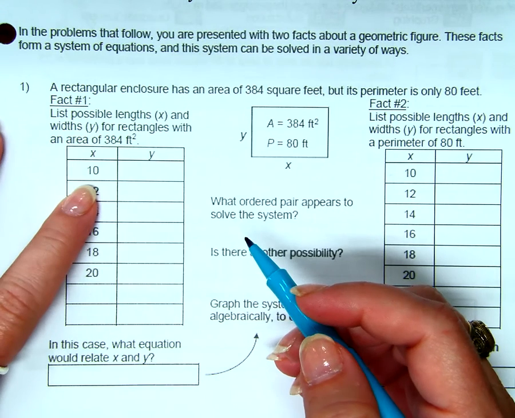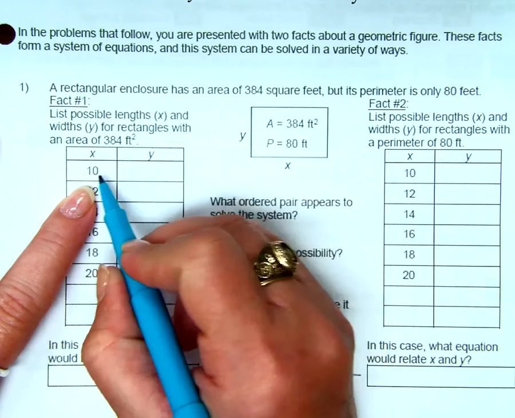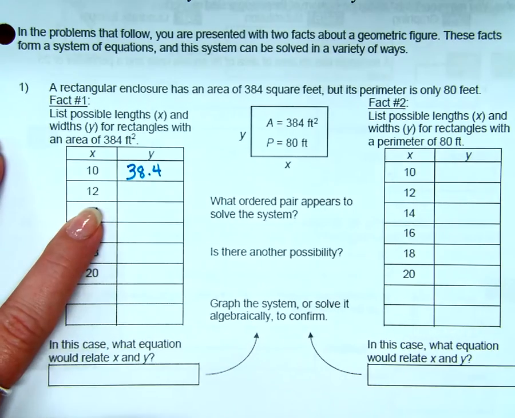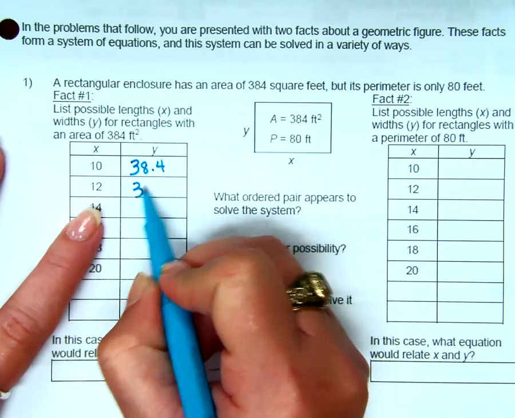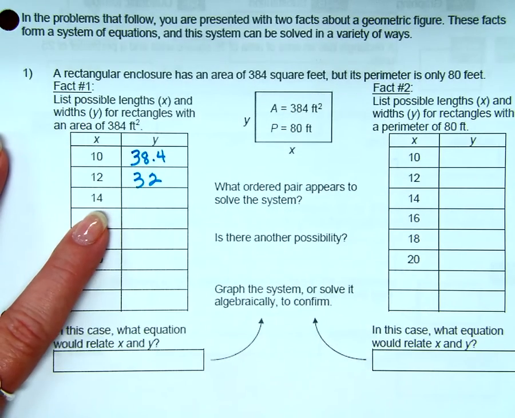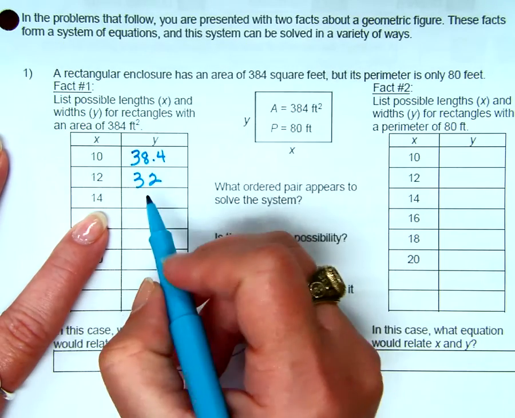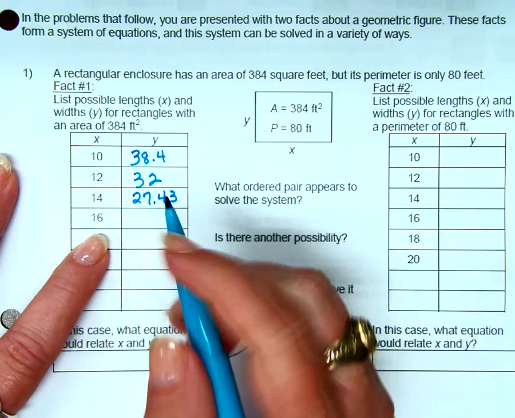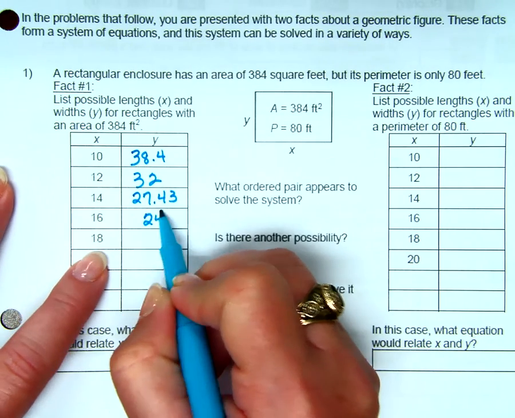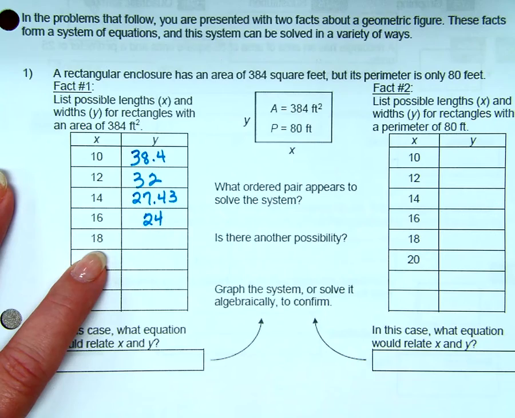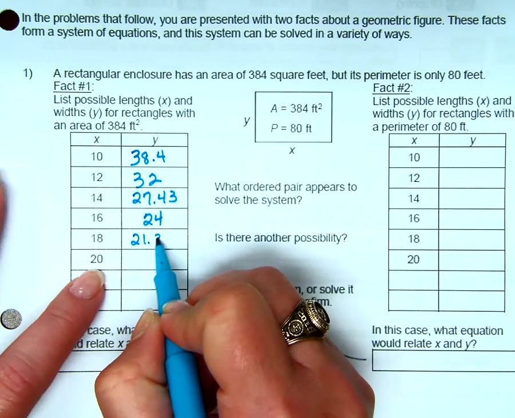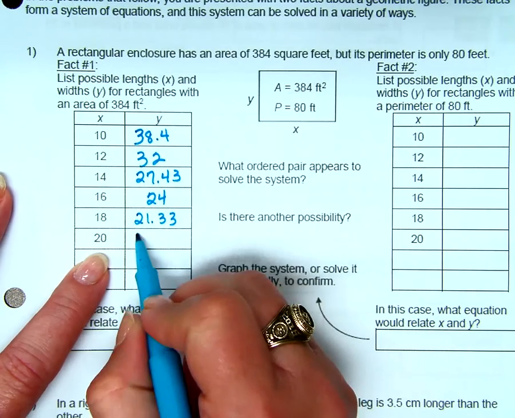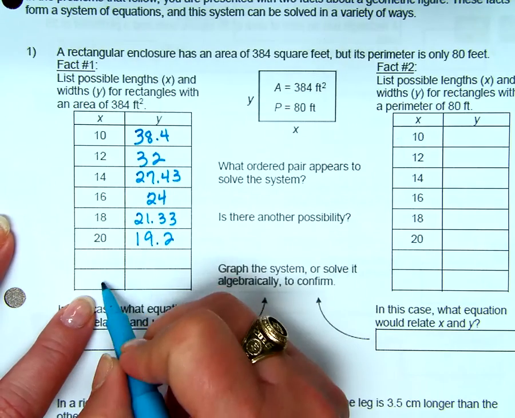All right. Somebody have 10? What's y if x is 10? 38.4. What's y if x is 12? 32. What's y if x is 14? 27.43. What's y if x is 16? 24. What's y if x is 18? 21.33. What's y if x is 20? 19.2. Okay, what two other values do we want to put here?